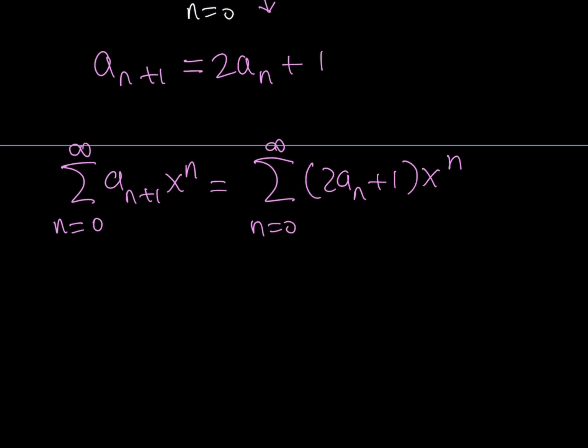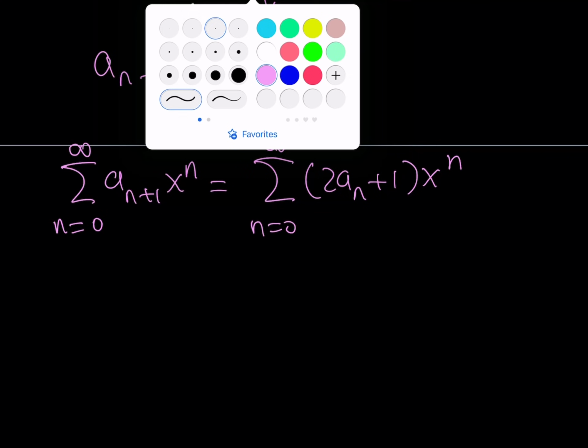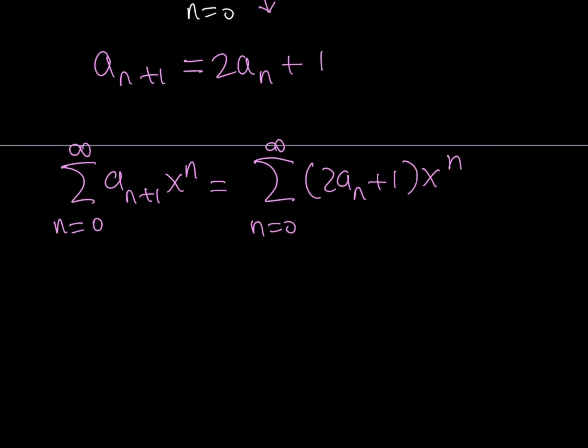Okay, now let's take a look at the left-hand side, and to get a better idea, let's expand some terms. For example, if n is equal to 0, we get a sub 1 x to the power 0, which can be written as just a sub 1. Then if you replace n with 1, you get a sub 2 x to the first power, which is a sub 2 x, and then we get a sub 3 x squared, and so on and so forth.